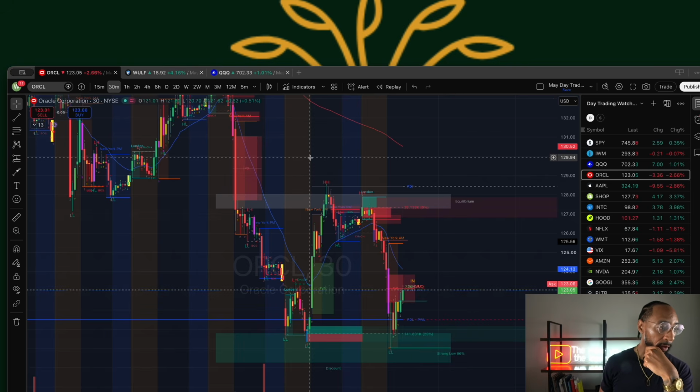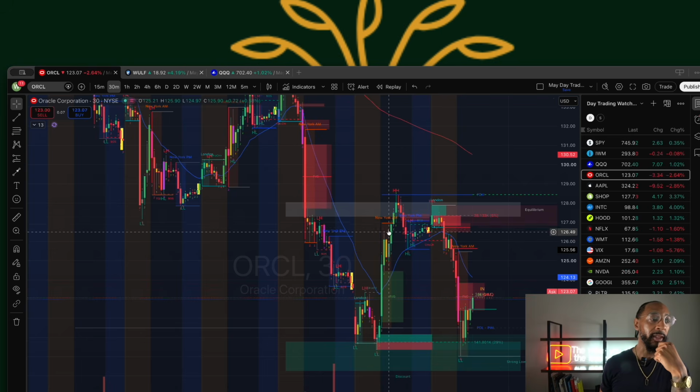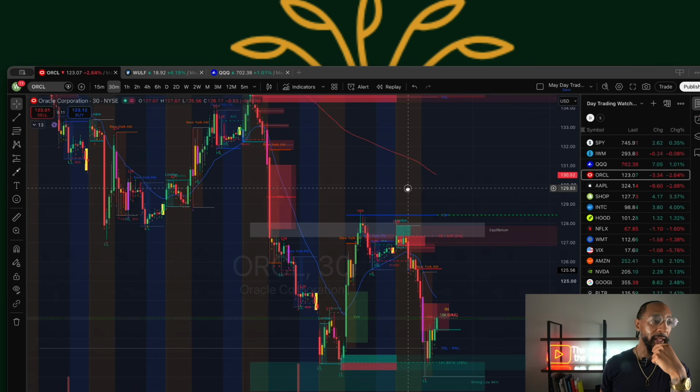But as we can see right here, a fair value gap was created right here in the New York morning session. They rejected up here and then they came down into this fair value gap in the afternoon time frame, right down here where the morning's New York AM session was at, right?